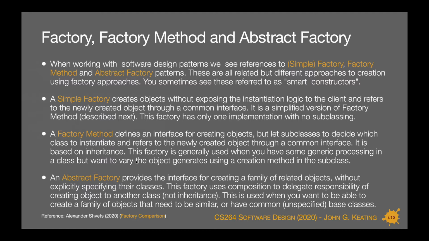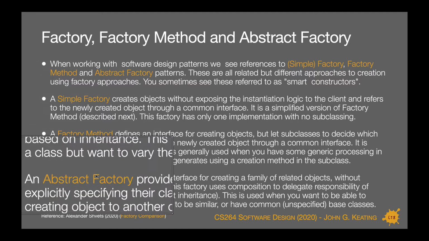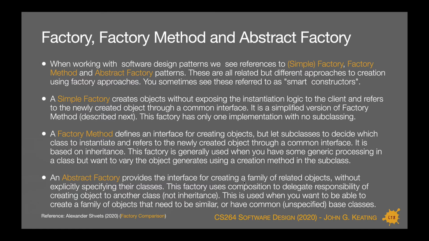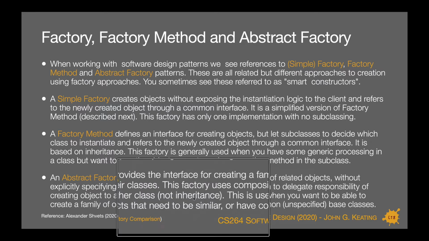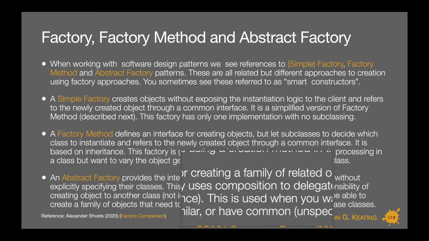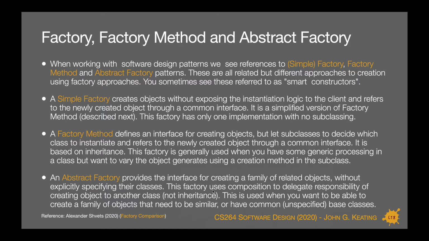Okay, so an abstract factory, on the other hand, provides an interface for creating a family of related objects without explicitly specifying the classes. So the factory uses composition to delegate responsibility of creating the object to another class. So it doesn't use inheritance, it uses composition. It's used when you want to be able to create families of objects that need to be similar, or they might have common unspecified base classes.